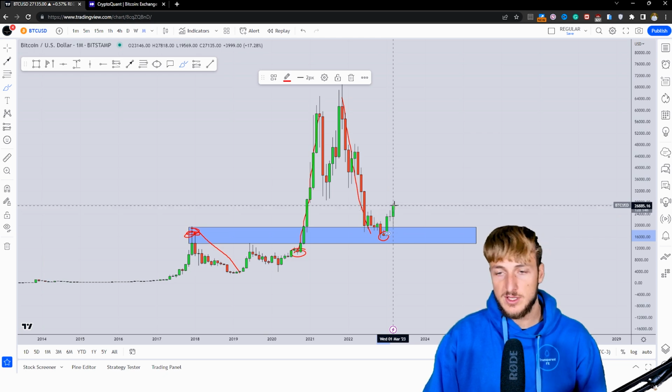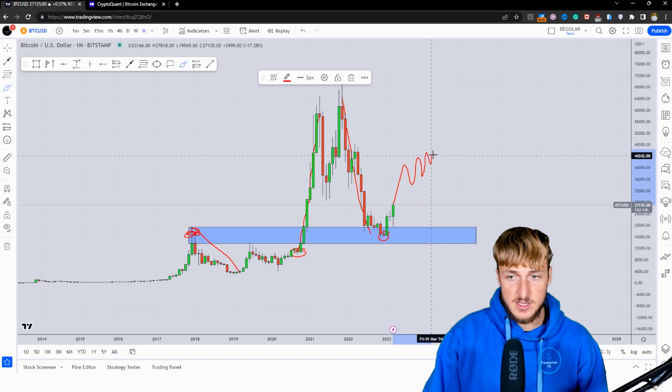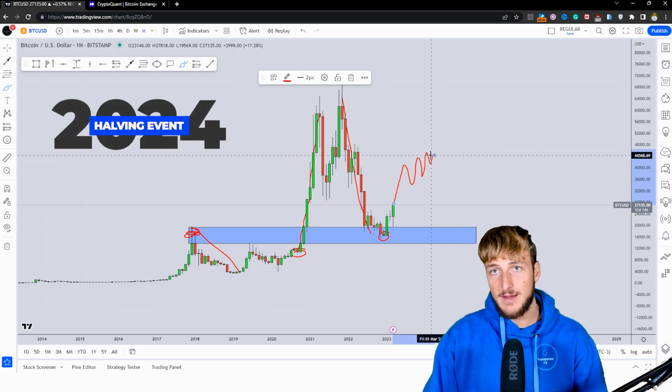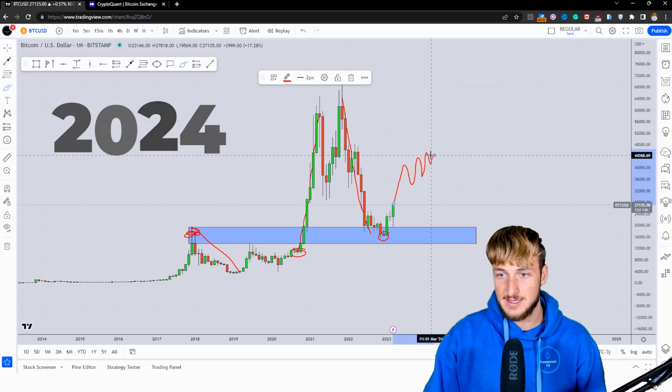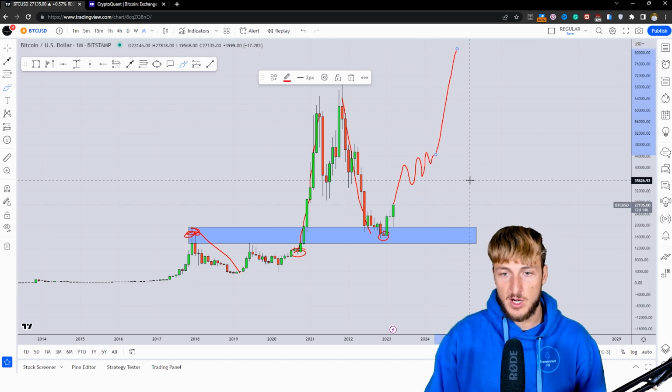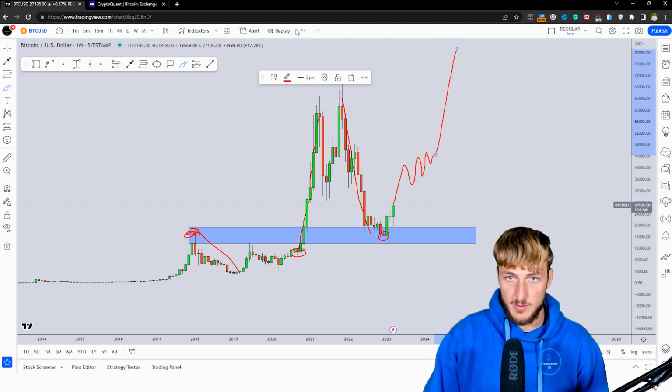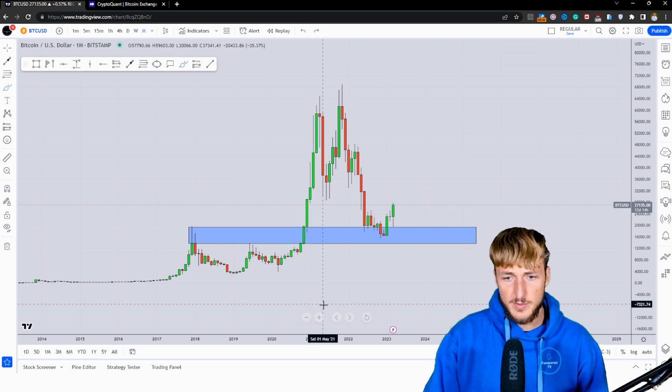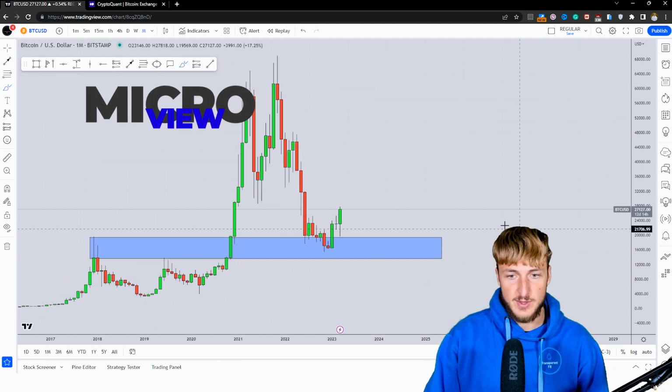Now, I do not expect the market to create new all-time highs before 2024. Only after 2024, so only after the next halving, only at that point I expect the market here to print new all-time highs.